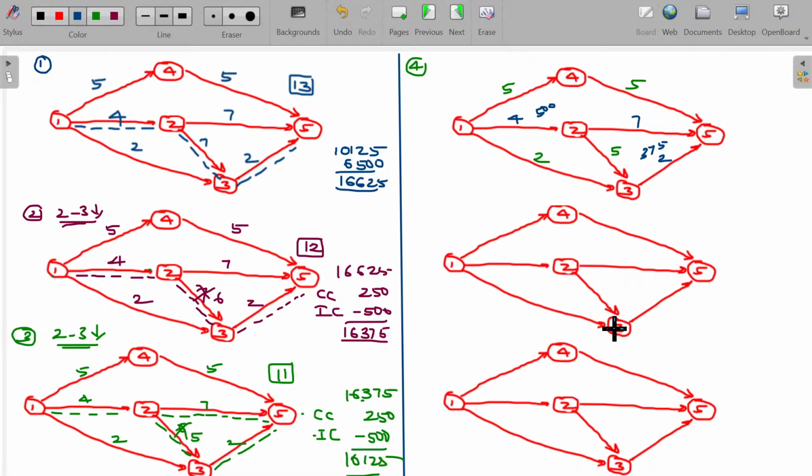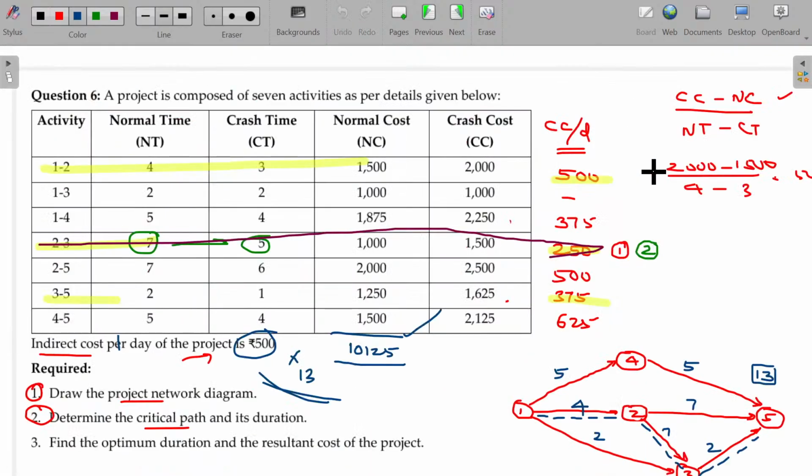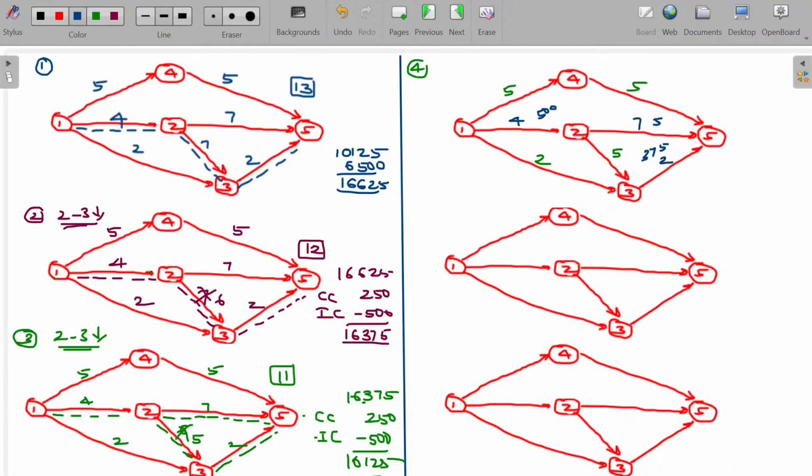If I reduce 3 and 5, will the project duration be reduced? 4 plus 5, 9. This is now 1 day. 5 plus 4, 9 plus 1, 10. But this route is 4 plus 7, 11. Because of the critical path 1 to 5, the overall project duration remains 11, unaffected. So logically, this may be cheaper but has no impact in the reduction of the duration. 2 to 5, 500 rupees. So this one costs us 500 rupees.